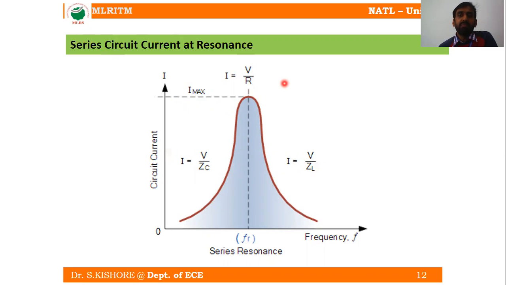But practically, the resistance is never going to become equal to zero at any cost or in any case. But if you consider the ideal case, where the resistance is equal to zero, then the maximum current is going to be equal to infinity. The current is going to become infinity in the ideal case.